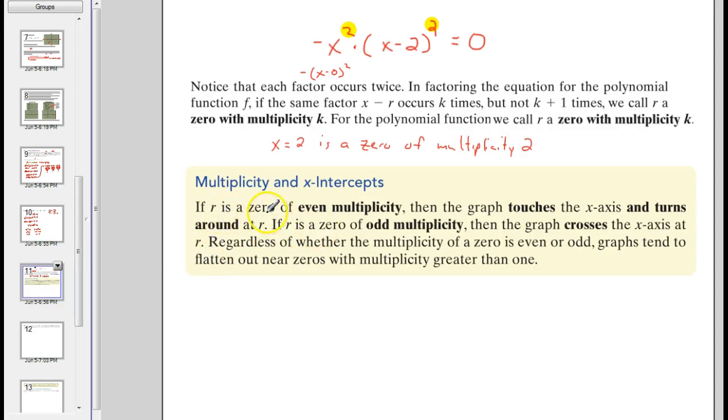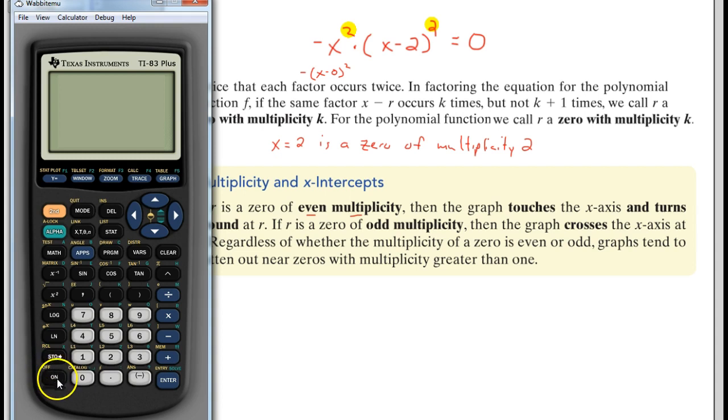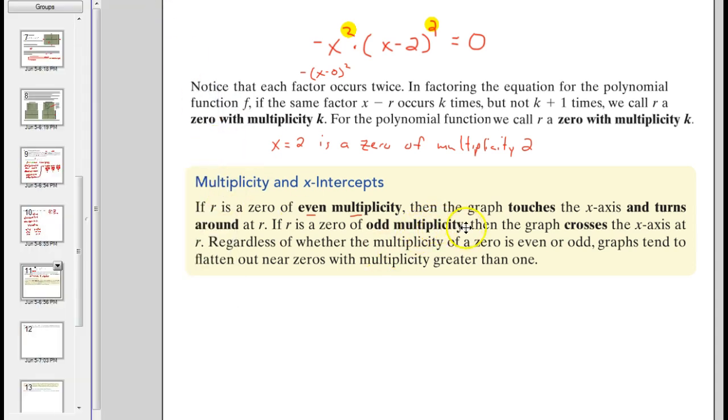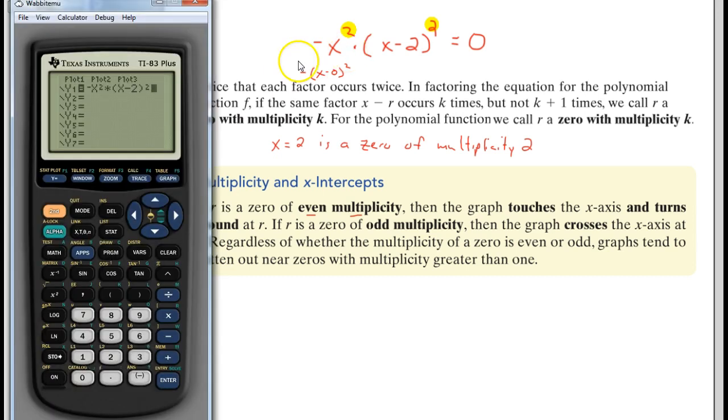Alright, if a 0 is of even multiplicity, right, 2 is even multiplicity, the graph touches the x-axis and turns around, like we saw before. Right, goes up, touches, turns around, touches, turns around, at 0 and 2. Right, if it's odd multiplicity, the graph crosses the x-axis at r. So this is the same graph. This is what we were looking at before. I've just got it in factored form. And again, we know what it's going to look like because we've seen the graph a couple times now. But what I'm saying here is odd multiplicity.